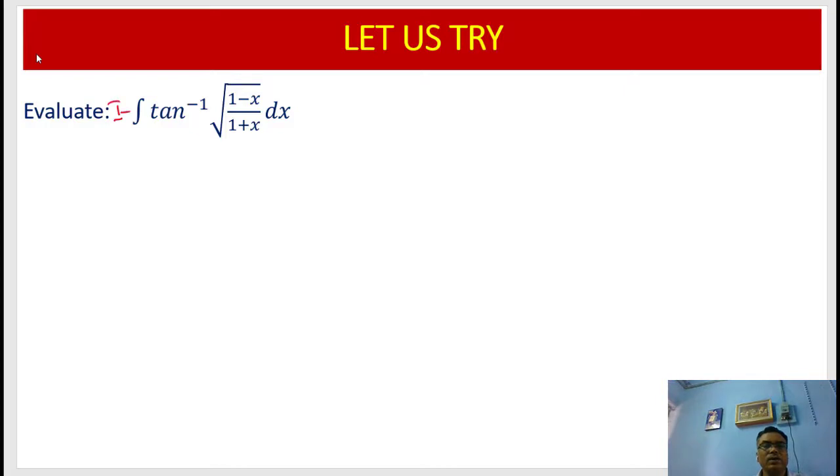I is integration of tan inverse under root (1 minus x) by (1 plus x) dx. So we know the technique. When under root (1 minus x) by (1 plus x) is there, we generally put x equal to cos 2 theta. We have done this in differentiation.